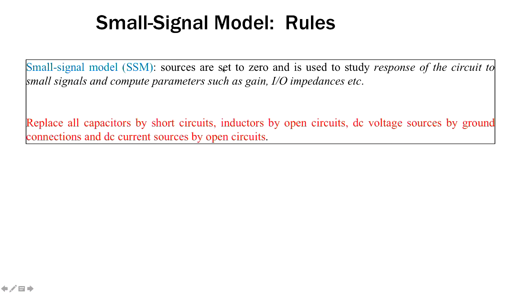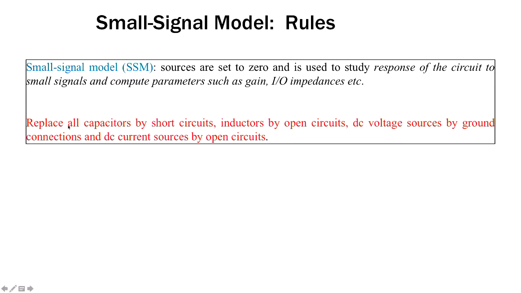The sources are set to 0, meaning all the voltage sources are set to 0. I am mainly talking about voltage sources. All the sources are set to 0. Why are sources set to 0? Because the voltage source is not changing with respect to time. So that's the reason we set it to 0. This is used to study the response of the circuit to small signals and compute parameters such as gain, input and output impedances, etc. So if you have a voltage source in your circuit, we will set that as 0. I'll show you an example.